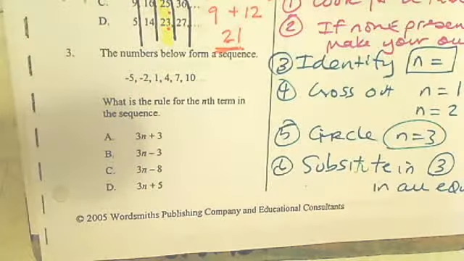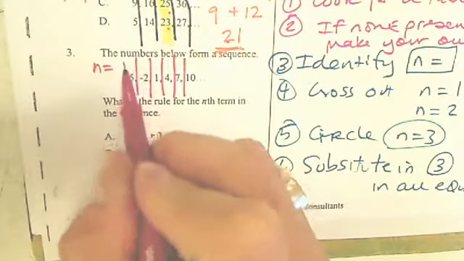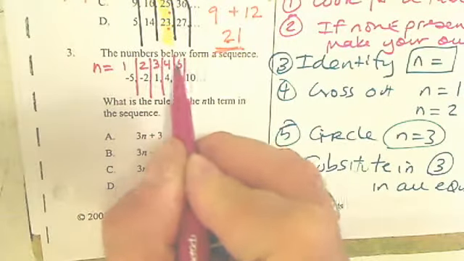Number 3. Do you see any tables? No. So make your own tables here. Just draw down the columns. N equals 1, 2, 3, 4, 5, 6.